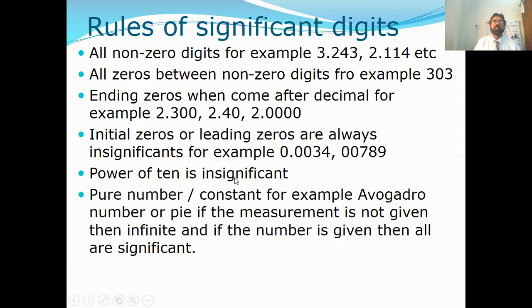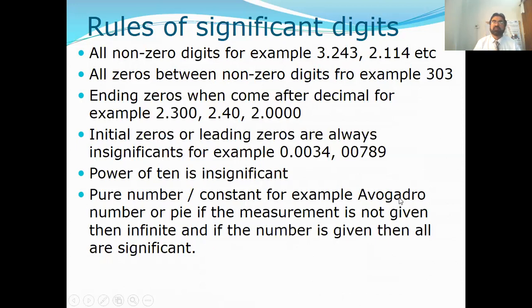Power of 10 is insignificant. For example, 2.10 raised to the power 30 or something like that, that is considered to be insignificant. And if it indicates a scientific notation, then all the zeros become significant. For example, in the Avogadro number, if it is 10 raised to the power 23 or something like that, all 23 zeros are considered to be significant because it indicates a scientific notation.